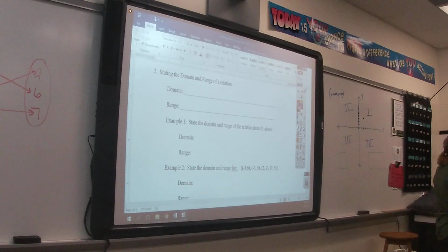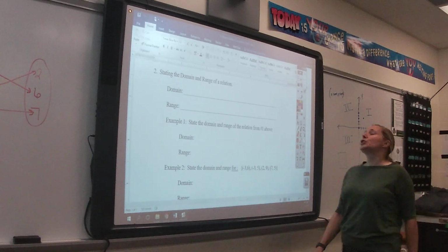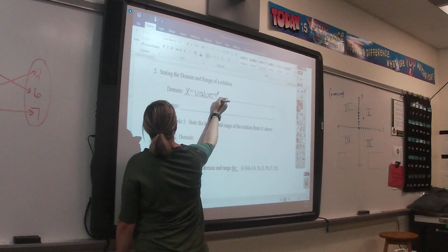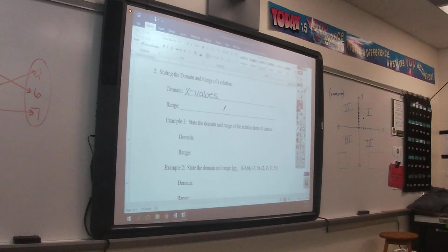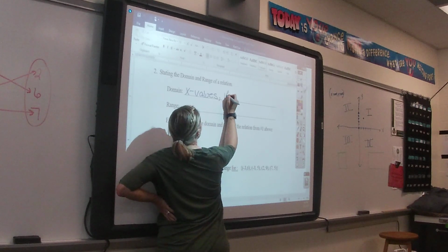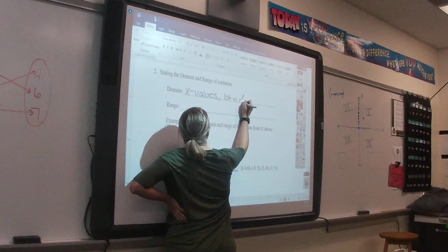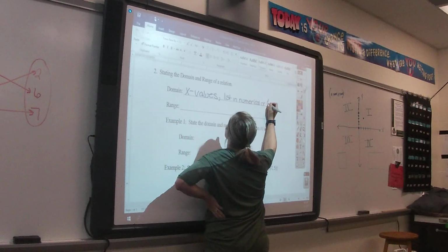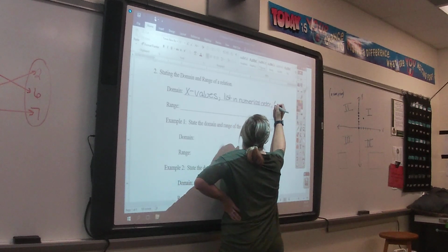Okay, so another thing that we can talk about with the relation is domain and range. So new vocabulary. The list kind of keeps growing. The domain is another word for our X values. And the students are like, okay, well then why do we need another word? The domain has a little bit more specifics of it. When we are talking about a domain, we have to list it in numerical order. No repeats.